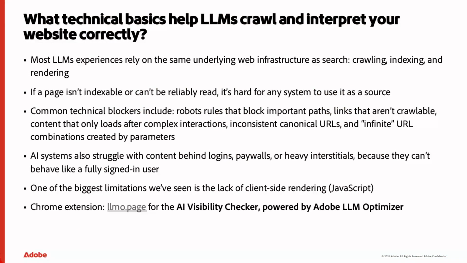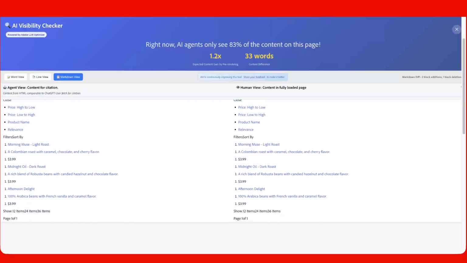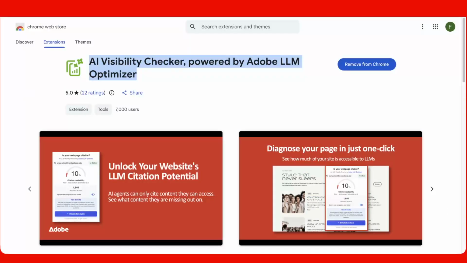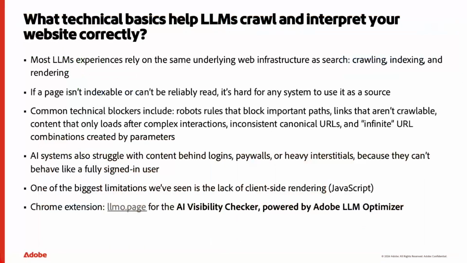And we do also have a Chrome extension. You can go to llmo.page and see it. This is the Chrome extension. You can just add it, and when you go to a page, you click on the Chrome extension, and it gives you the same report, but in your browser. And you would be able to see exactly what is not being seen. Again, I highly recommend you add this Chrome extension. It will give you some validation, especially now. And yeah, so those are some of the factors that limit LLMs from seeing the content on the page.